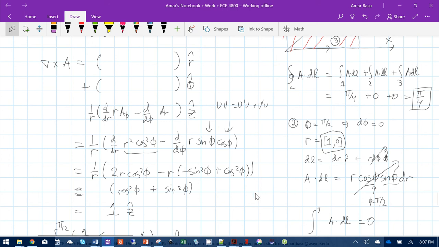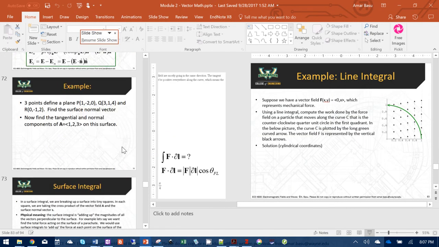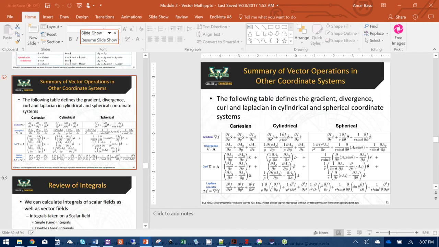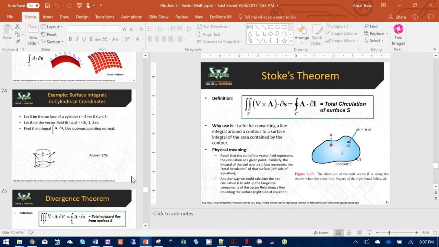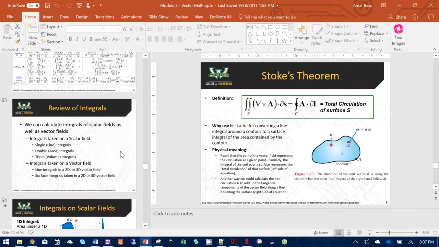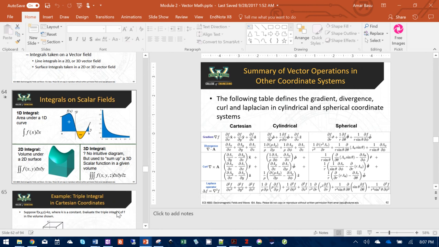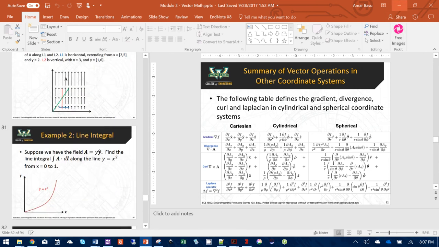The formula for the curl, yeah, it's in the table, so it's here in the notes. It's on slide 62. The curl of A in cylindrical coordinates. So don't worry, I will give you those formulas on the exam.